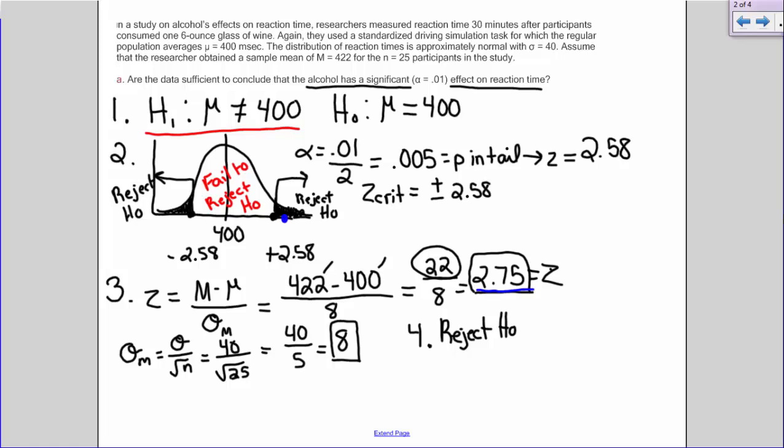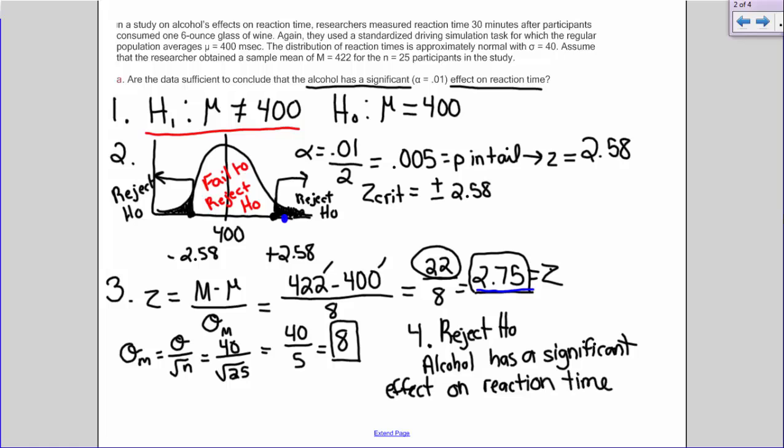Now be careful with your conclusions. We can see through this that, yeah, our mean for our sample was actually higher. So reaction time increased with alcohol. But because our original hypothesis was two-tailed in nature, we need to stick to that with our conclusion. So our conclusion would be, I'll just rewrite it, alcohol has a significant effect on reaction time. So based on this study, that's what we can conclude.